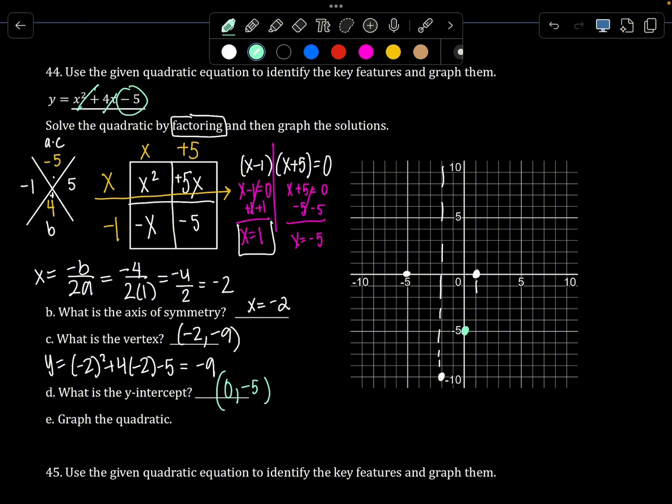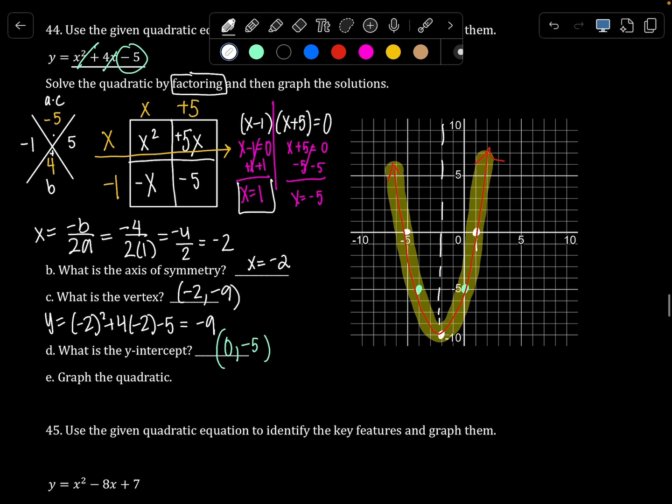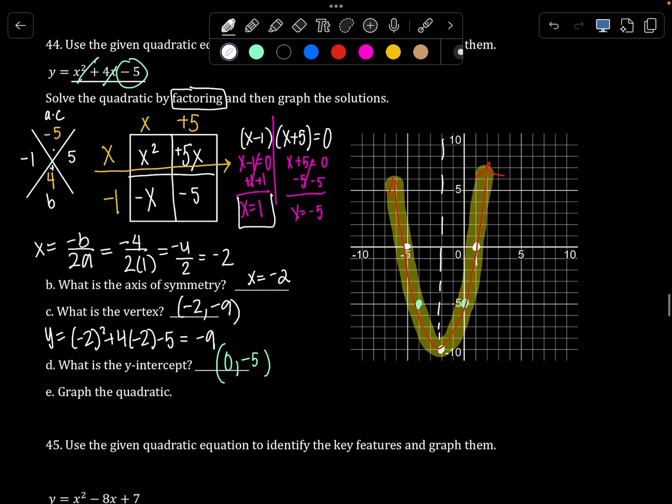There we go. 2 to the right. That means we could go 2 to the left because this is symmetrical. Connect your points. Oh, that was not that great. There you go. Are there any questions? Graph the quadratic, and there we have it.